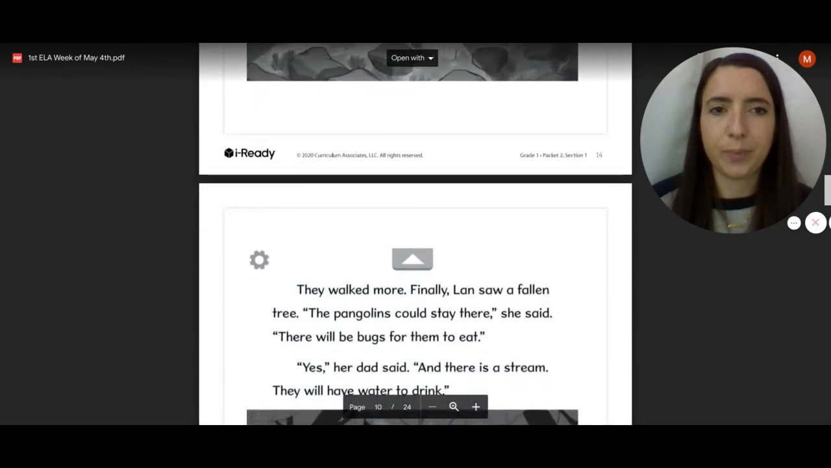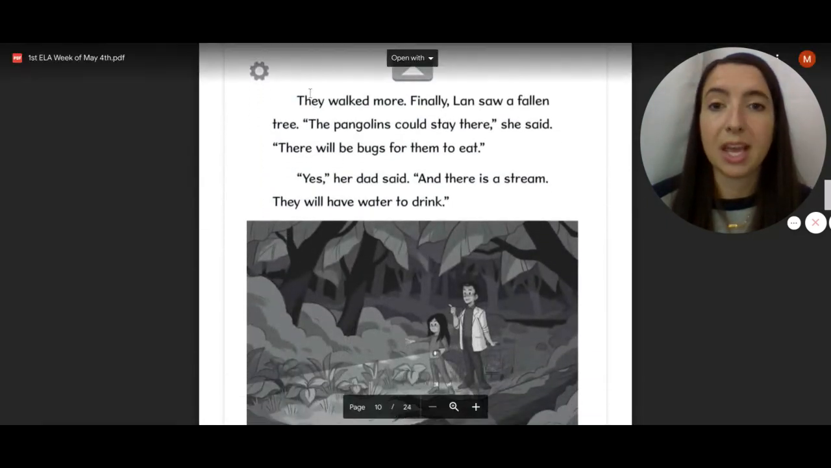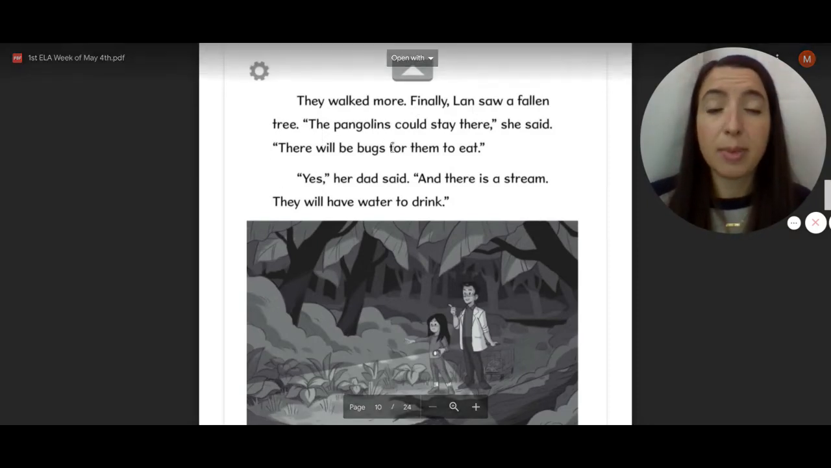They walked more. Finally, Lan saw a fallen tree. The pangolins could stay there, she said. There will be bugs for them to eat. Yes, her dad said, and there is a stream. They will have water to drink.